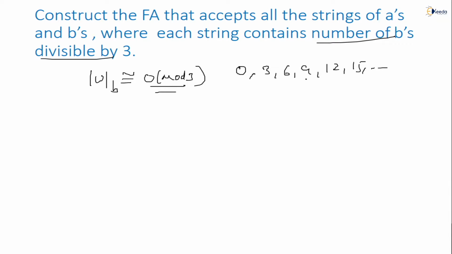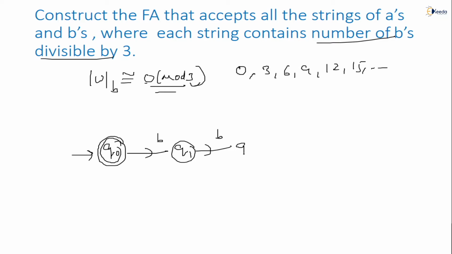For all these numbers, when you divide by 3, we get remainder 0, yes. For 0 B's, 3 B's, 6 B's only we will accept. 0 B's means the initial state should be a final state, you should understand. For 1 B, should we accept or reject? It is not divisible by 3, so reject. And if you get 2 B's, it is not divisible by 3, so reject.